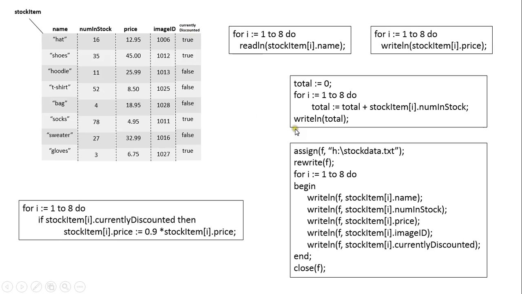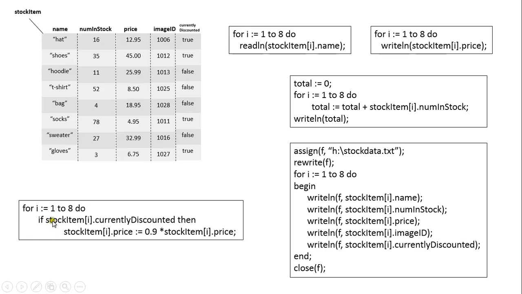This one here, I'm using a running total. So I'm saying total becomes equal to total plus, and I'm adding on the values that are in that field. Down here, I'm asking about stock item I, so each of the elements of the array, dot currently discounted. So I have an expression here, stock item I dot currently discounted, which is going to evaluate true or false.